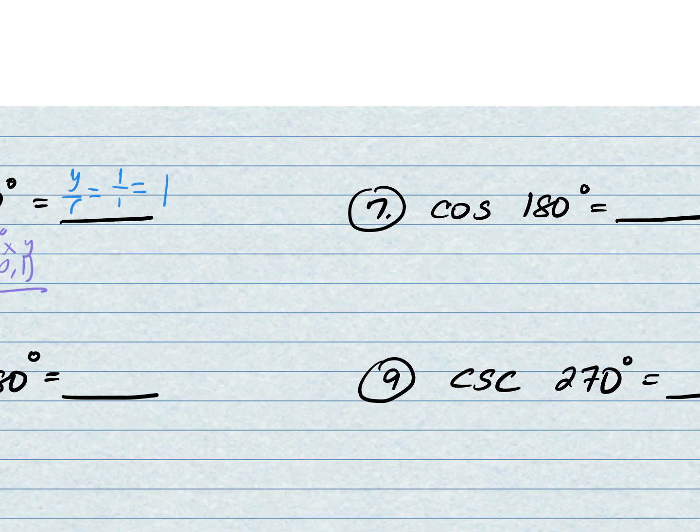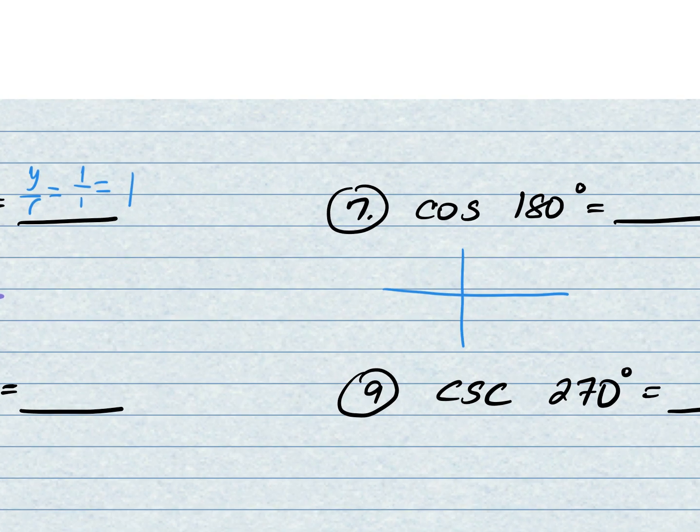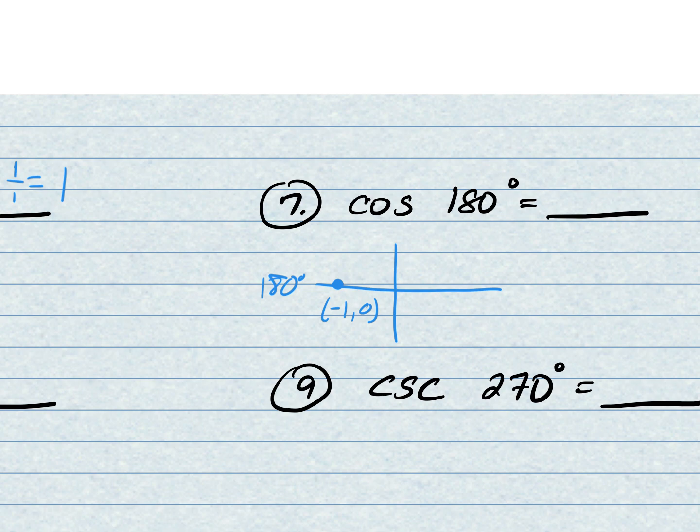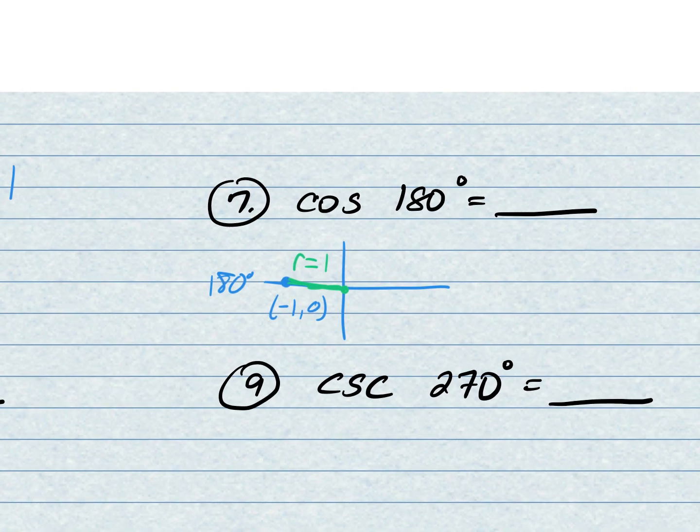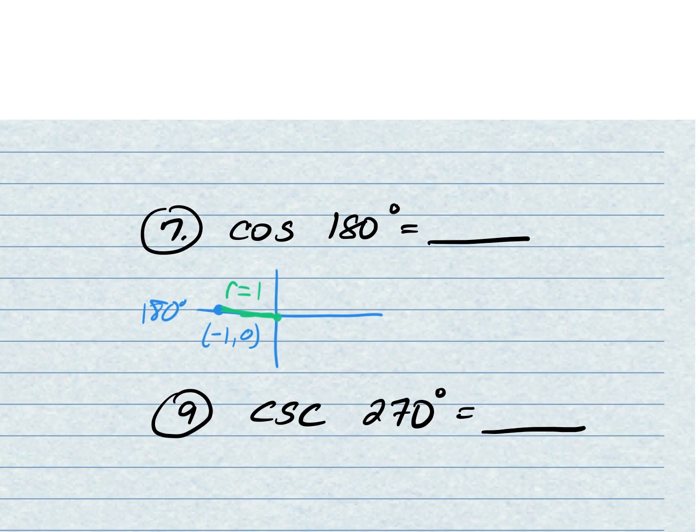All right, so for cosine, we can do the exact same thing. I know that 180 is going to be on the negative side of the x-axis, somewhere over here. So if I pick a point right here, easiest point to pick, -1, 0. And again, think of r as the distance between that point and the origin. And that's going to be a distance of 1. Cosine, we know that that's x over r. Our x value here is -1. Our r value is 1. So we get -1 over 1, which is -1.